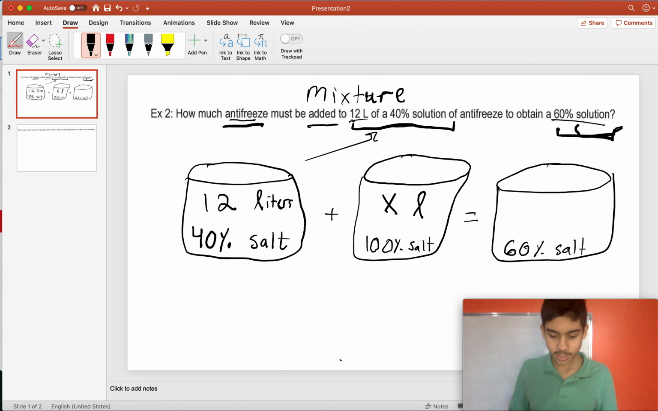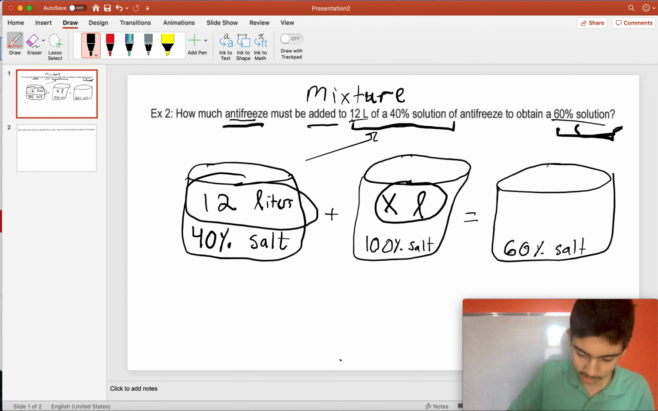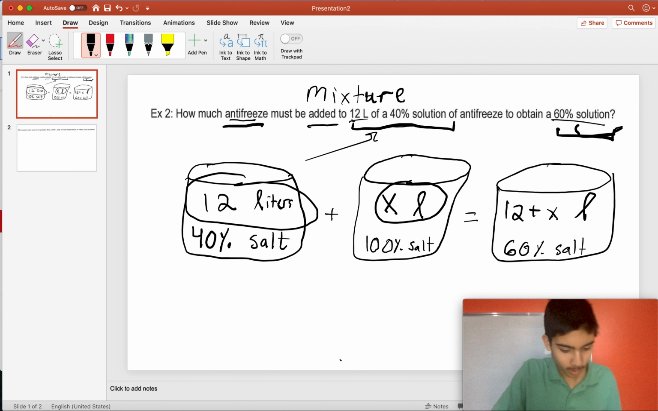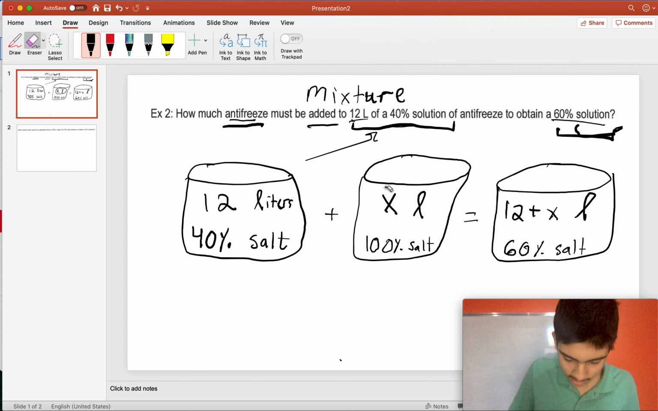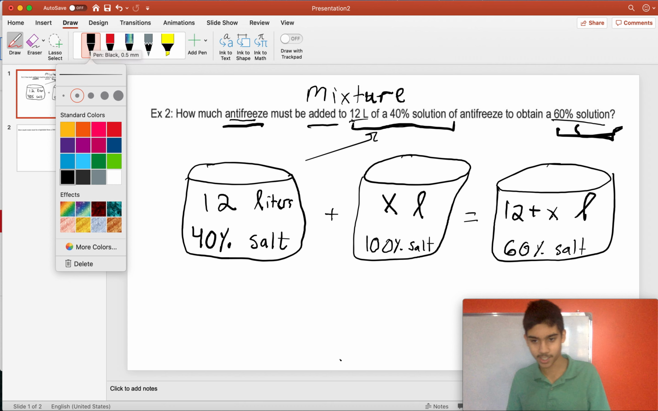So how many liters of the 60% salt do we have? Then we have 12 plus X liters, right? Because this guy is added, 12 plus X is 12 plus X. So we'll just write 12 plus X liters. Now, basically, we're going to write some algebraic equations using these diagrams.